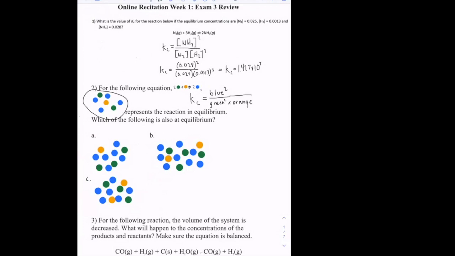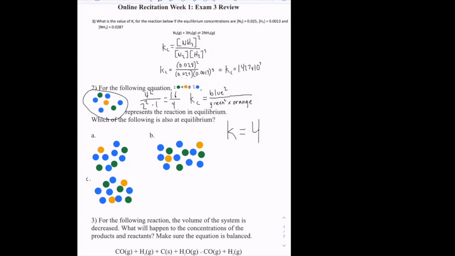So we have blue squared, which in this case is going to be 4 squared, divided by the number of greens squared, which is 2 squared, times the number of oranges, which is 1. So this actually gives us 16 over 4, or I'll write that over here, that K equals 4.